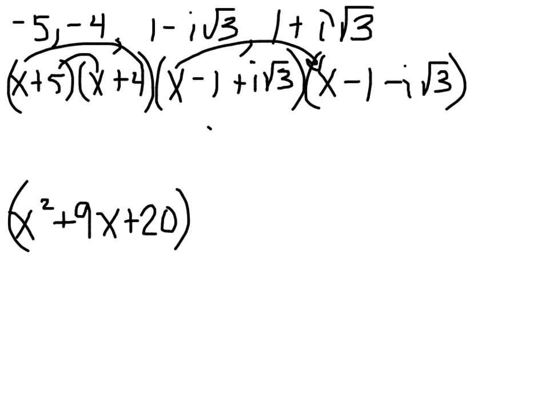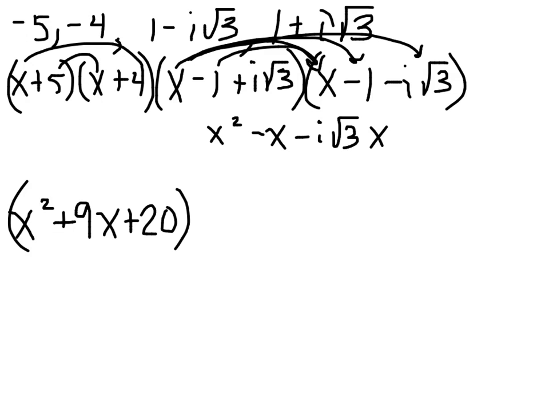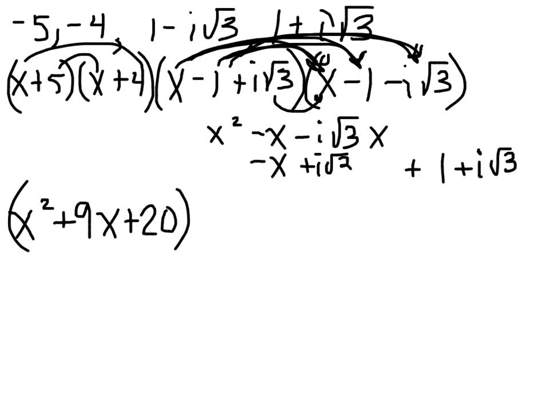Now, what's x times x? X squared. What's x times negative 1? Negative x. What's x times negative i root 3? Negative i root 3x. Good. What's negative 1 times x? Negative x. Negative 1 times negative 1? 1. Negative 1 times negative i root 3. A negative and a negative would make it a positive. What is i root 3 times x? I root 3x. What is i root 3 times negative 1?